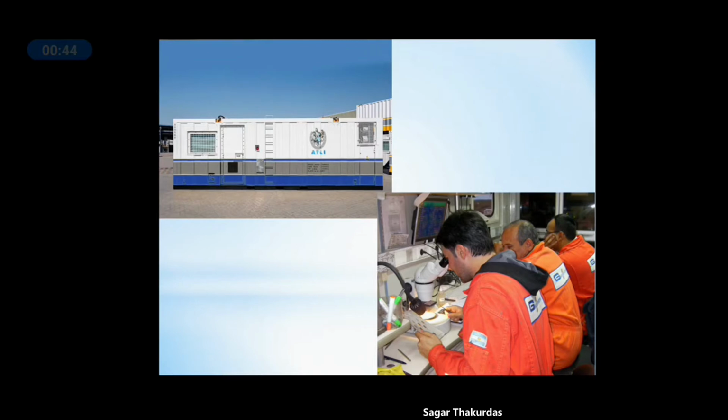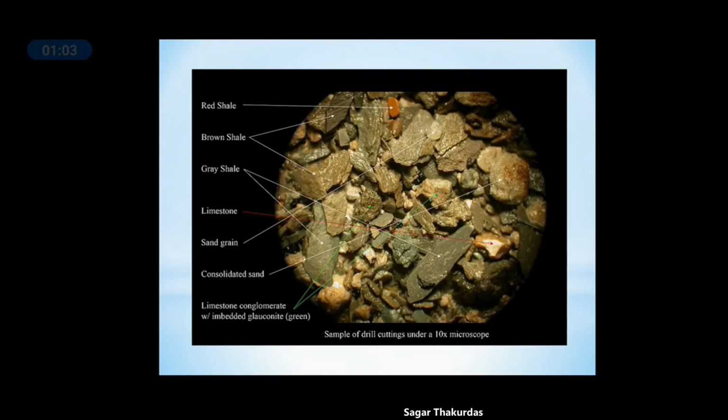This mud logging unit, which is shown on the left hand side, is movable and it is transported from one side to other side, and it consists of various equipments. For example, you can see here the microscope, and the samples which are brought on the surface are cleaned and separated by following certain procedure, and these samples are observed under the microscope like this. You can see a picture here.